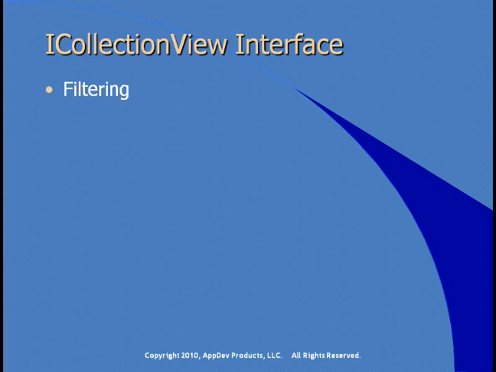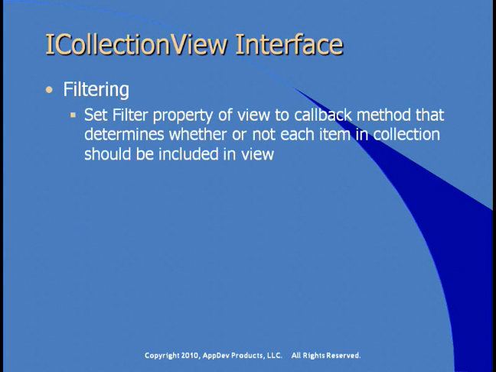You can also filter if you have a view. You set the Filter property of the view to a callback method, and this callback method will be code, could be simple code, could be very complex code, doesn't matter. But that code's going to determine whether or not each item in the collection should be included in the view. So the callback method returns a true or a false. It could be simple, country equals USA. If that's true, then that customer is included in the view, which means it will show up in the list box or the grid or whatever you're using.